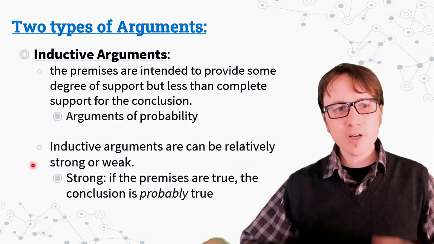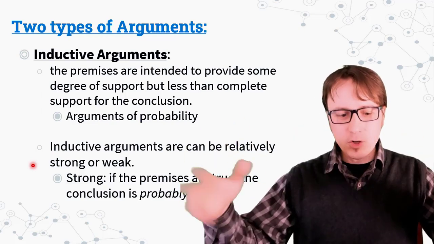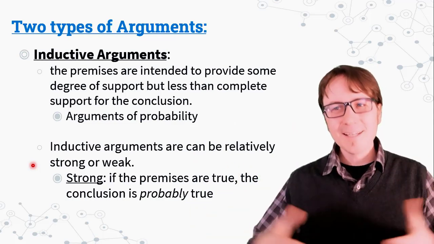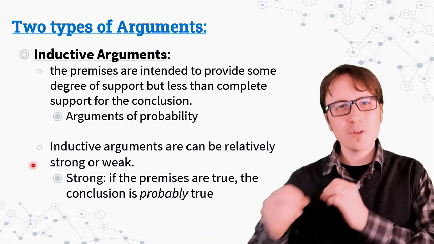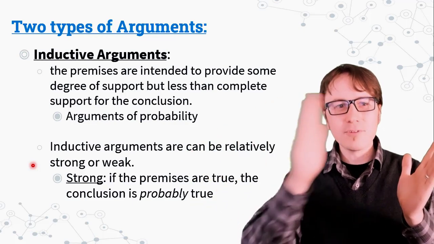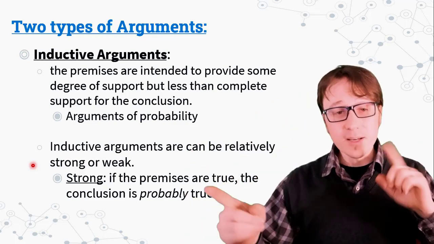So as such, inductive arguments can be relatively strong or weak. It could be strong in the sense that it makes the conclusion a little bit likely, maybe 51%. It could be very strong, maybe 99.9% likely, but still not a certainty. So here we have a spectrum of relatively weak versus relatively strong instead of just valid or invalid.